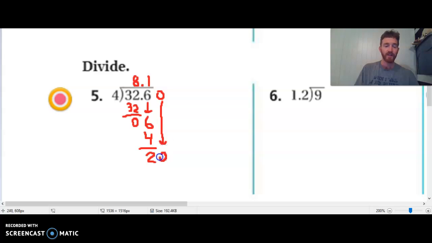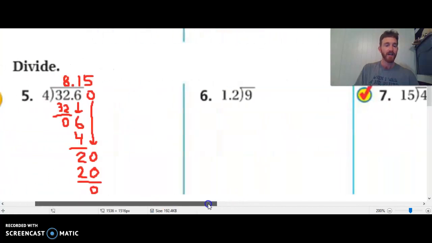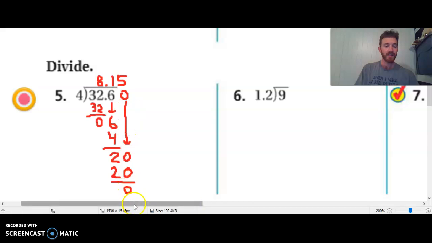So now I can think, okay, how many times would 4 go into 20? There's division skills. That's going to be 5 times. So we get 5 here, and we would subtract. 4 times 5 is exactly 20, and we subtract and get 0 again. So notice we're just using that skill, placing that 0 at the end, and that allows us to find an exact answer. Great. So 8 and 15 hundredths would be answer number 5.